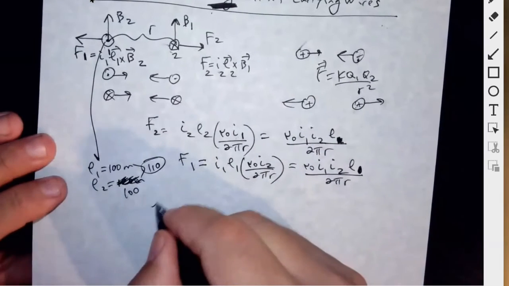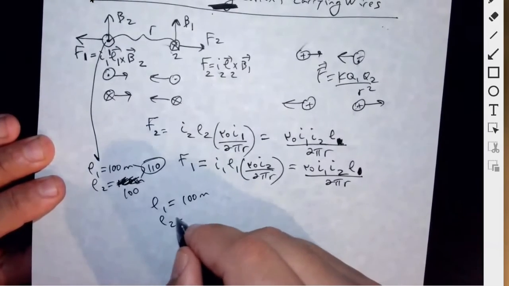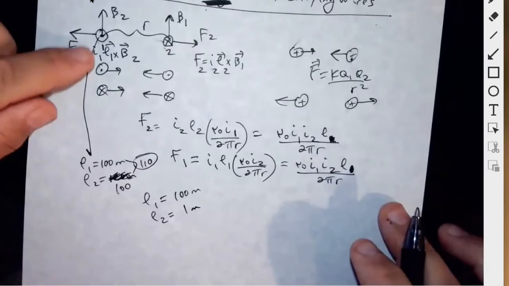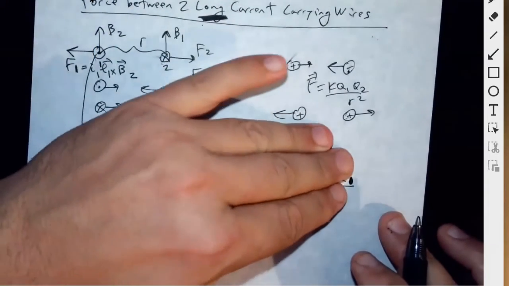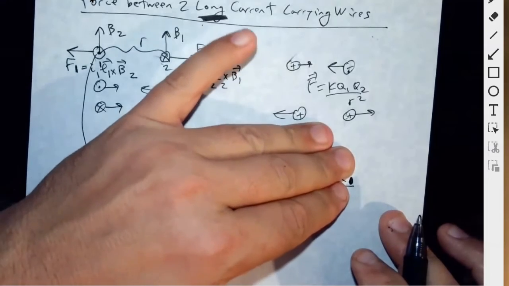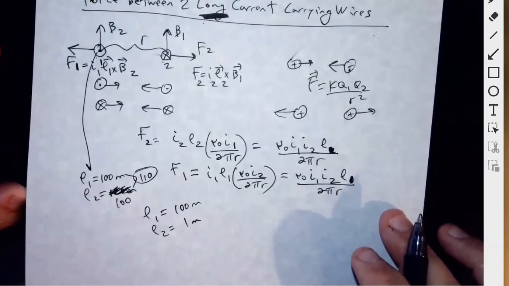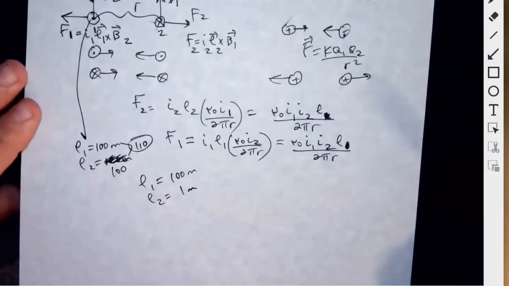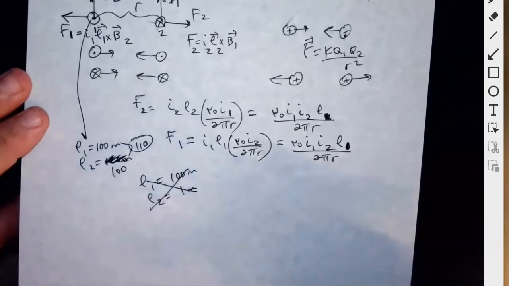No one is going to give you something like this, let's say 100 meters and 1 meter, because then you couldn't even use this equation at all. One of them is short, the other one is long. Oh no, we have to do integration then. So no one's going to give you that extreme.